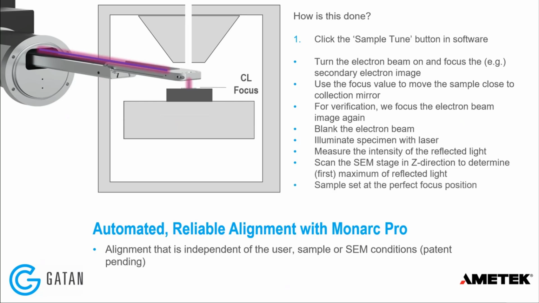And at this point, we are able to determine the perfect focus position based on the profile of that reflected light. You can think of this in a way a bit like confocal Raman or confocal optical systems, where you have this ability to perform sort of optical sectioning in the Z direction. We're doing a very similar process here that allows us to very precisely locate the perfect focus position of the sample below the collection mirror. This is how we really deliver repeatable, reliable, and quantifiable data without relying on the use of the sample or the SEM conditions.